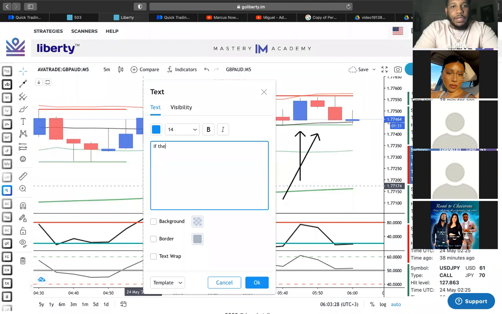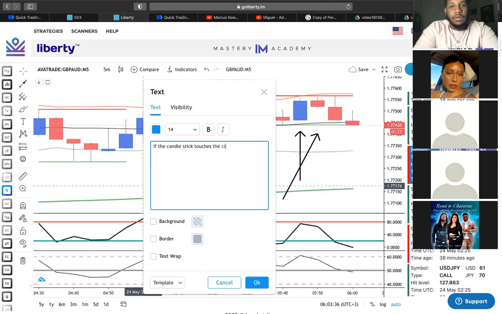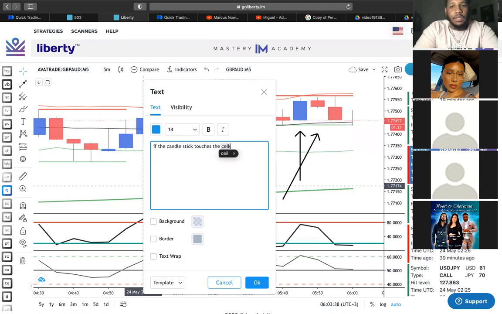If the candlestick touches the ceiling, it will shoot back down. If the candlestick touches the basement, it will shoot back up.